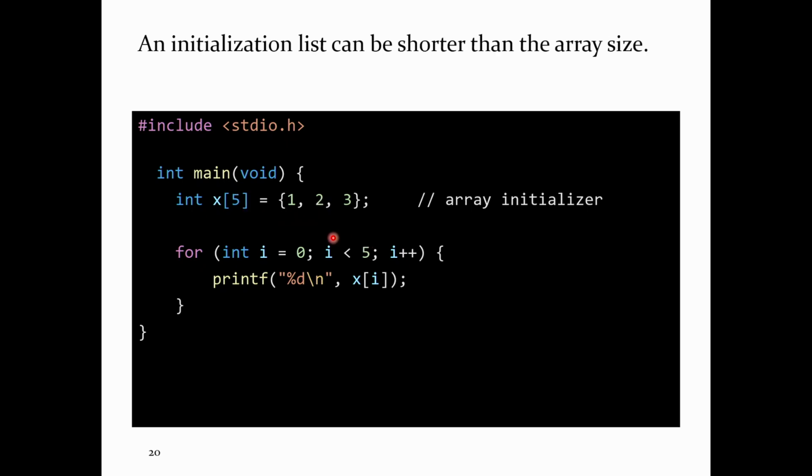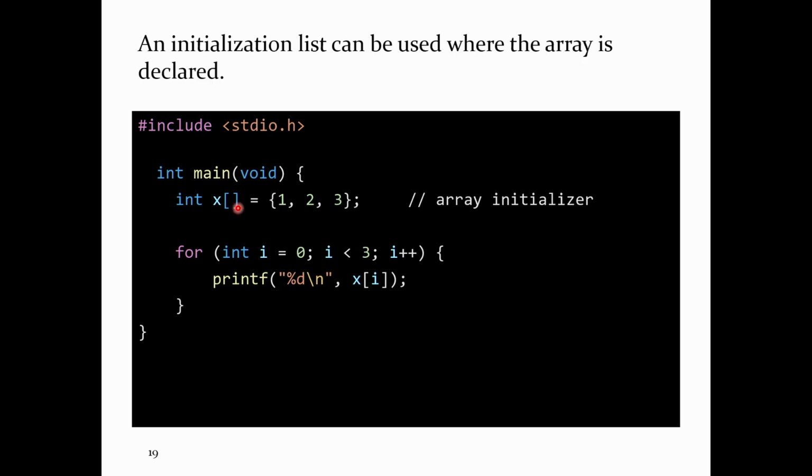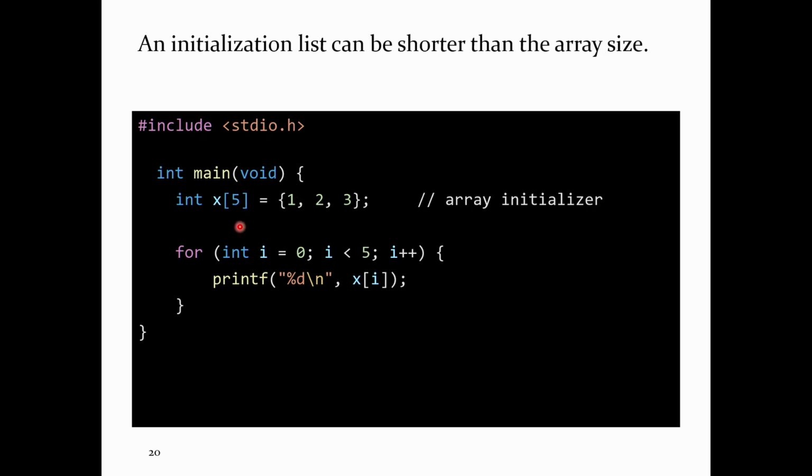Now, the initialization list can be shorter than the array size. So back here, if you don't put the array size in here, then the size of the array is taken to be the size of the initialization list. So that'll give you an array of size 3. Here, I've said that the array is size 5, but I'm initializing it with the values 1, 2, and 3. And so what C does is it uses up all the initializers, and then everything else becomes 0.